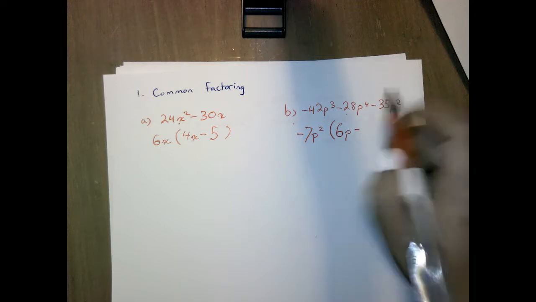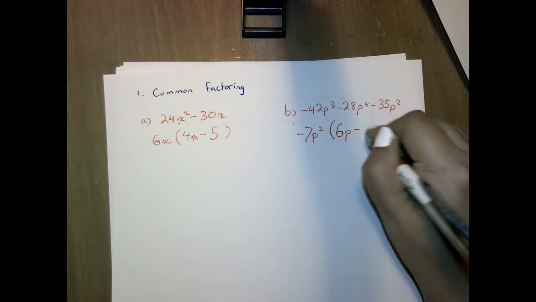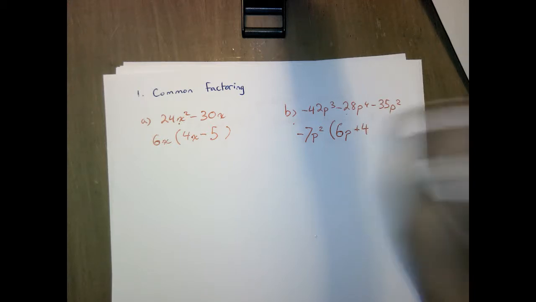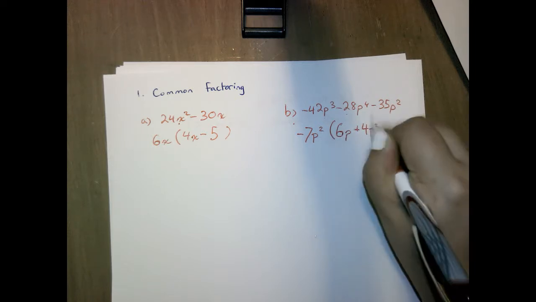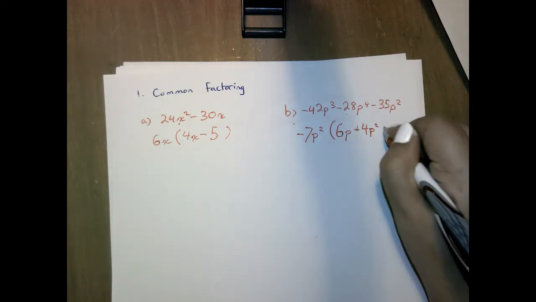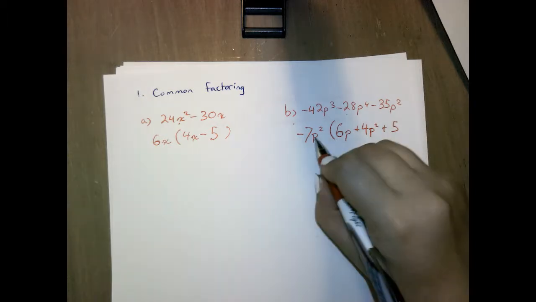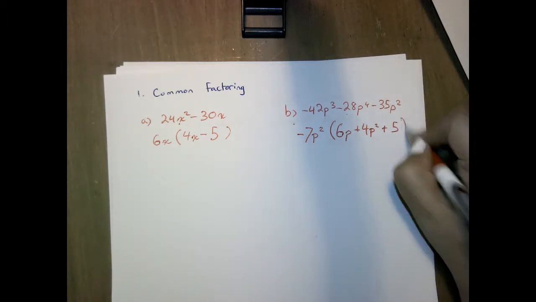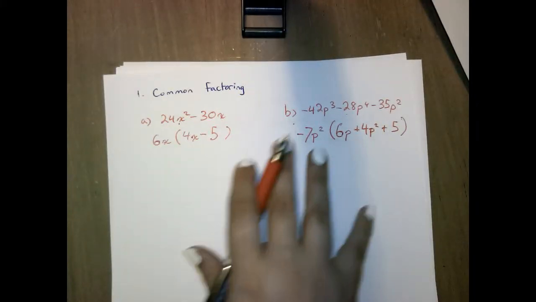I'm going to do the same thing with my other terms. So I have negative 7 times positive 4 in this case, and then p squared times p squared would equal p to the 4, and then negative 7 times positive 5 would equal negative 35, and then p squared times nothing would equal p squared over there. So these are examples of common factoring.